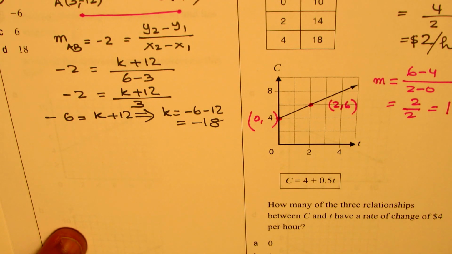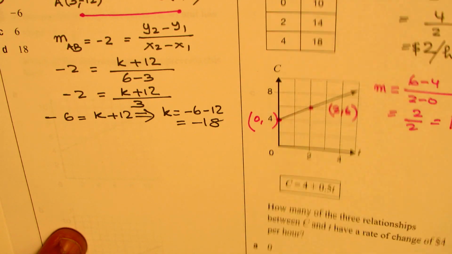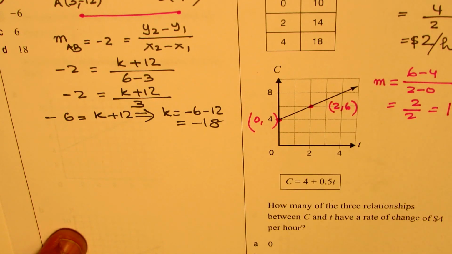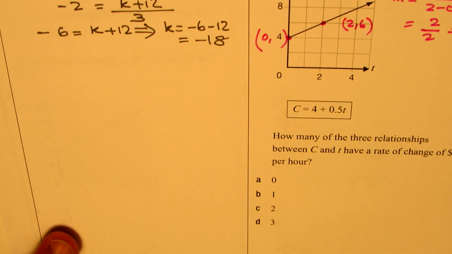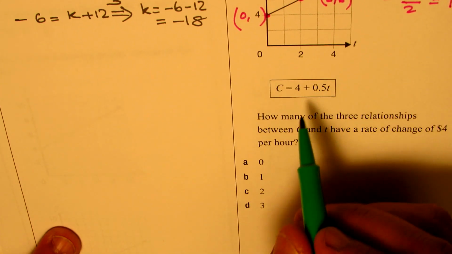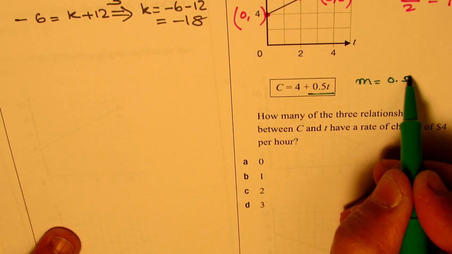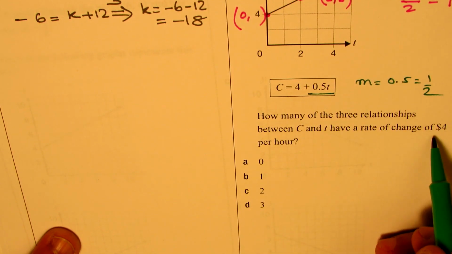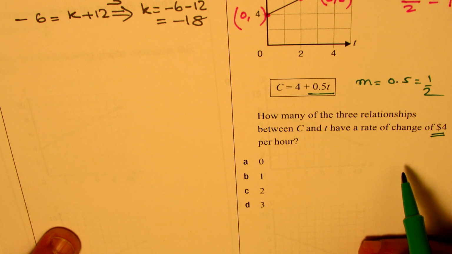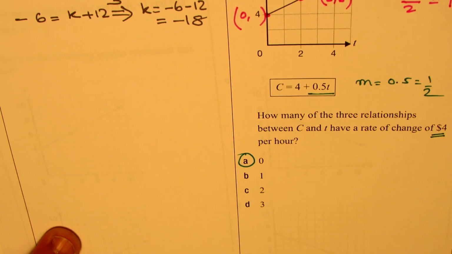Perfect. Now the last is the equation itself, which is C equals 4 plus 0.5T. Here the slope is 0.5, or you can say half. It is also not $4, and therefore our option will be option A. That is, none of them has a slope of $4 per hour. Is that clear? Perfect. Let's move on and take the next question now.